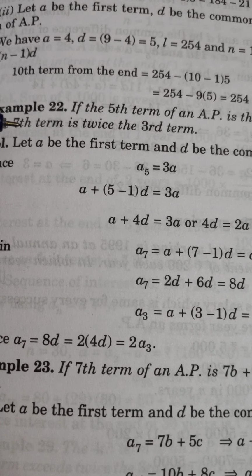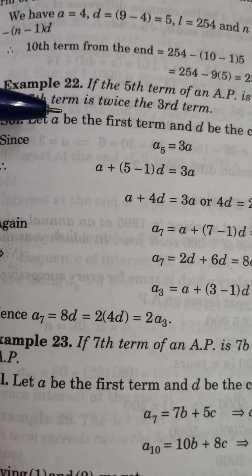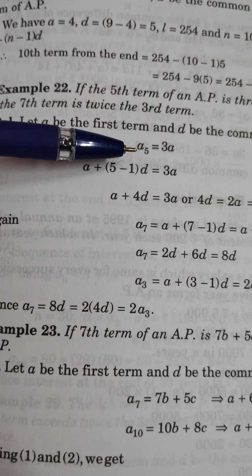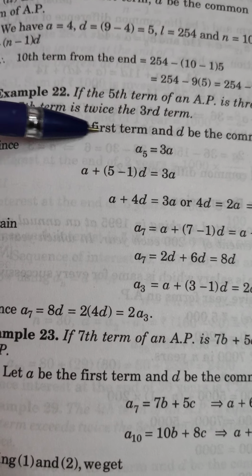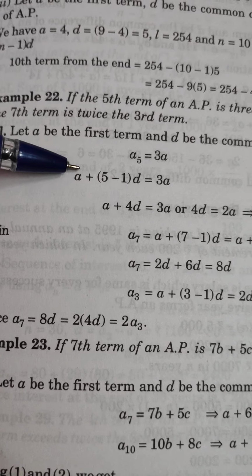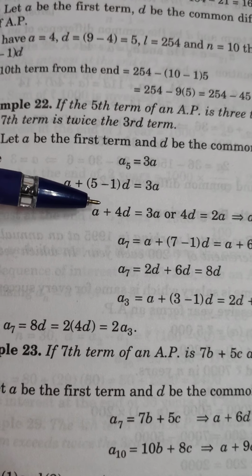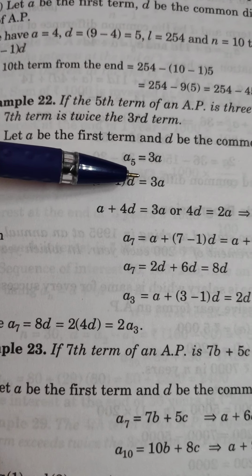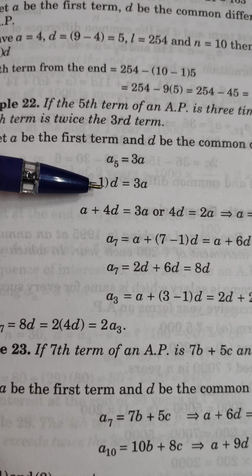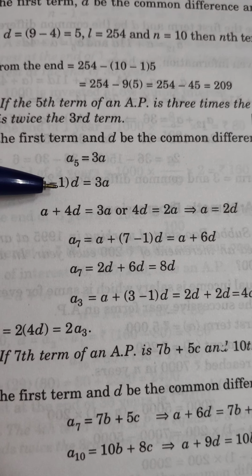Let A be the first term and D the common difference of an AP, and the fifth term A5 is 3 times the first term A. A5 is A plus 5 minus 1 D, which is equal to 3A. A plus 4D equals 3A. So taking A to the other side, 3A minus A becomes 2A. 4D is equal to 2A, and A becomes 2D.